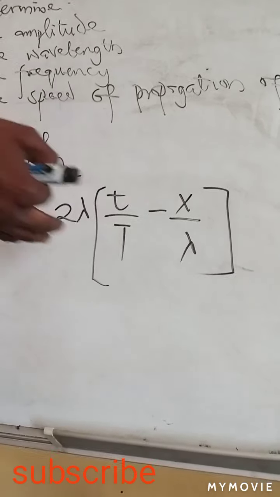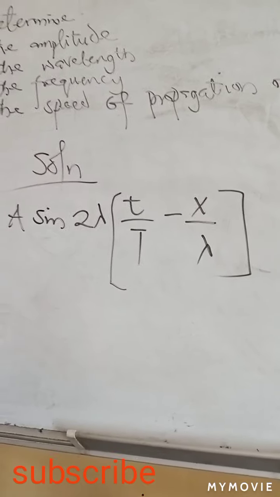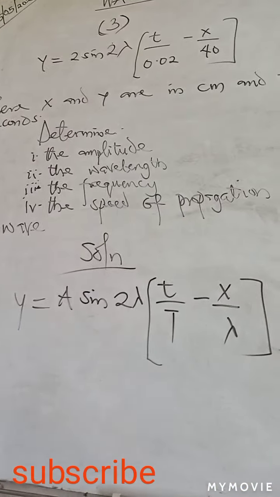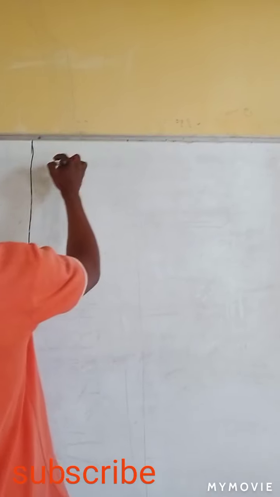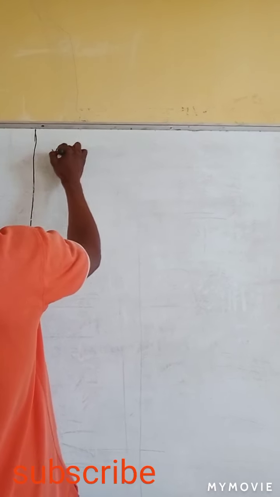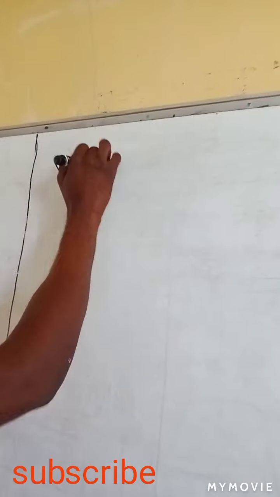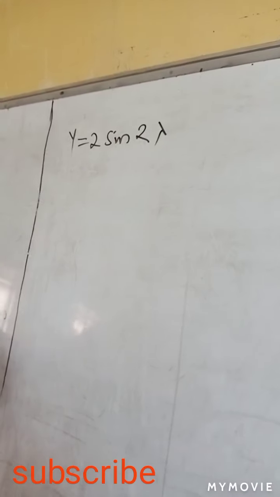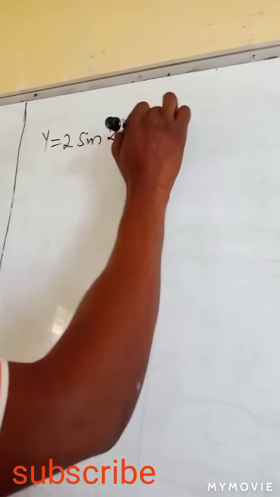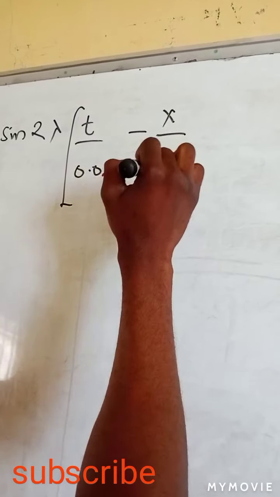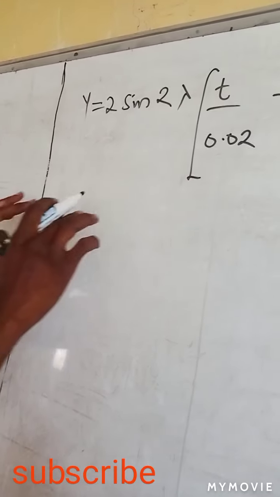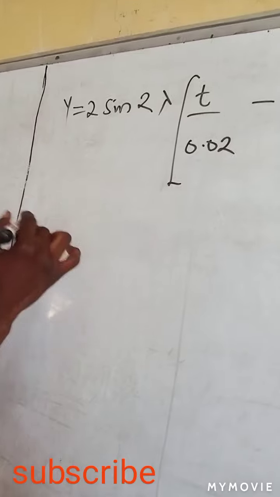This is the general equation that suits the given question. The only thing you have to do is to do comparisons between the two equations. As the question is, y equals 2 lambda, open bracket, t all over 0.2 minus x all over 40. This is the given equation, and I want to do a comparison between the two.